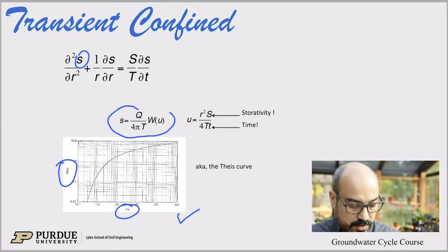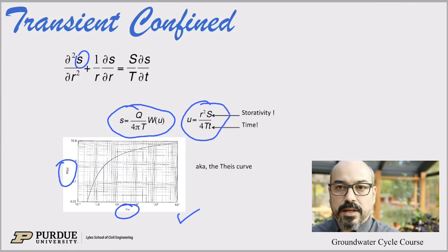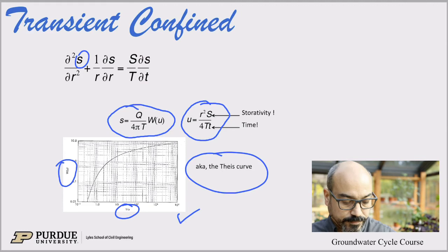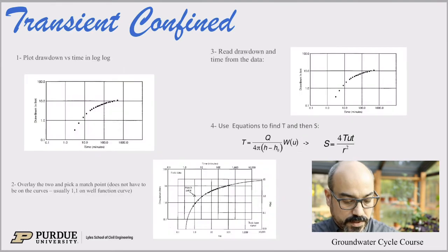So you can see here, this is the solution: the drawdown equals Q over 4 pi T times W of u. The argument of that function, u, is r squared S divided by 4 T, the transmissivity, times time. So once we know something about u, if we can get u, basically we can get the storativity. This is really what we'll be using, and we'll do an example in a minute. This is also known as the Theis curve, the typical unsteady well function for a confined aquifer. This is our base case scenario.